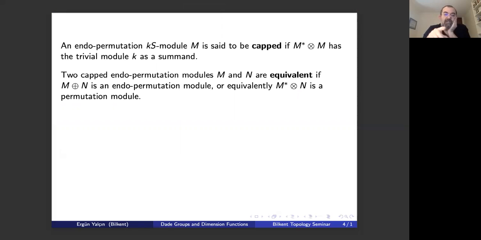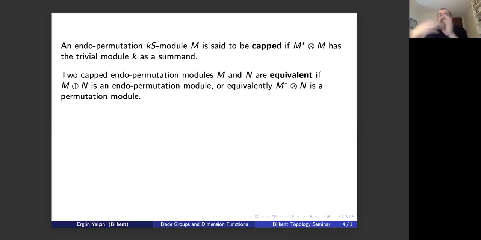So I'm focusing on p-groups now, and I'm using S as the p-group. Always S will denote the p-group. So in the p-group case, we talk about capped endo-permutation modules. And the cap means that M star tensor M has a trivial summand.